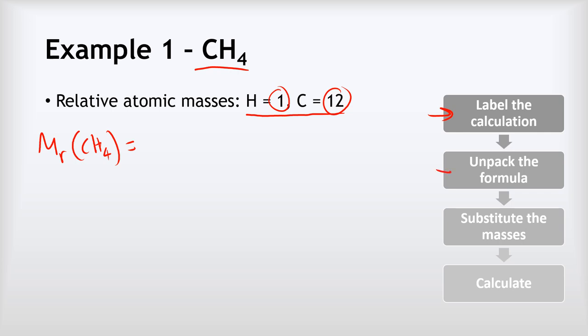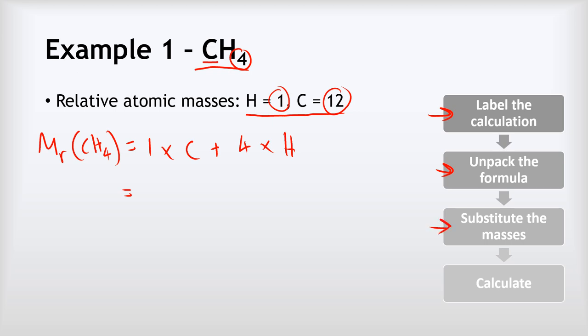Our second step is to unpack the formula. So what I mean by that is saying how many atoms of each type there are in that formula. So if we start with carbons, we're going to say 1 times carbon, because there's no number next to the carbon. So 1 times C for carbon. And then we're going to add on 4 times H for hydrogen, because there's a little 4 next to that hydrogen there.